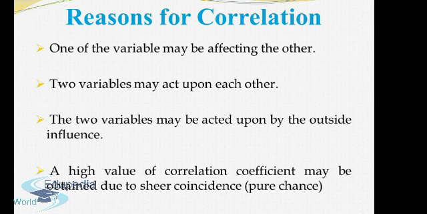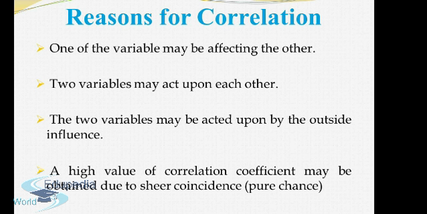So the one reason is that one of the variables may be affecting the other, or both the variables may act upon each other. There could be a cause and effect relationship between both of them. Even that, if that exists, we will have a correlation. The third is that the two variables may be acted upon by the outside influence. Well, the first two reasons are fine, because we see that somehow or the other both the variables have a relationship. Either one is affecting the other, or both of them are acting upon each other.